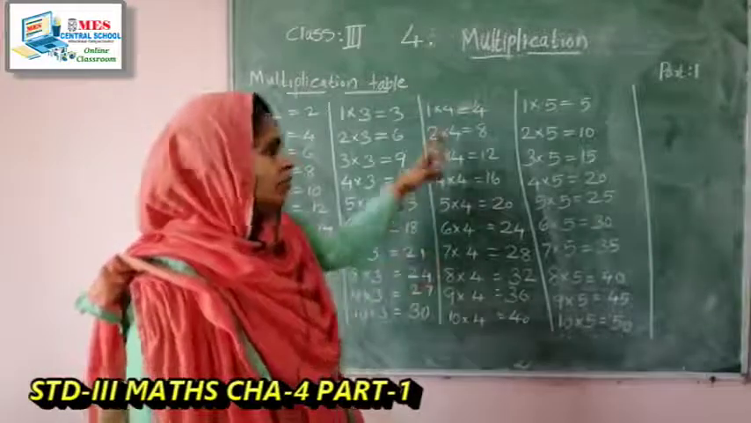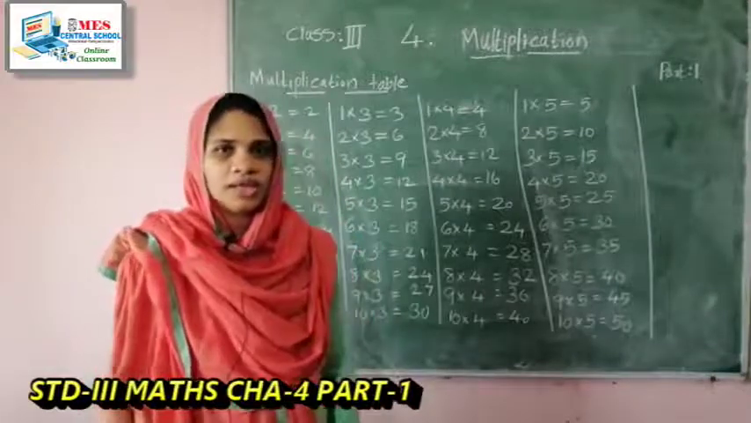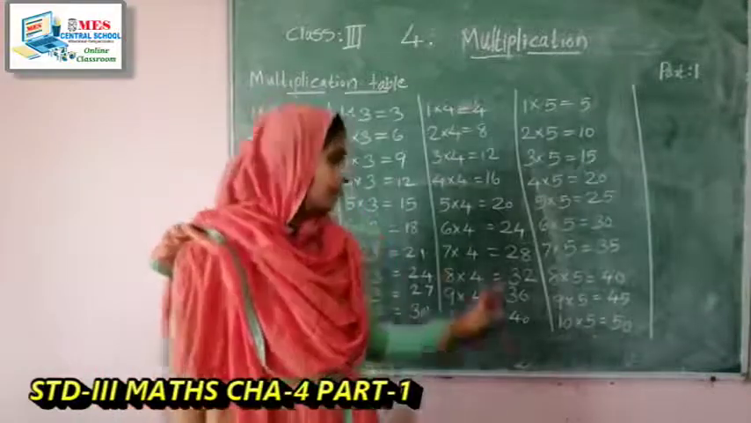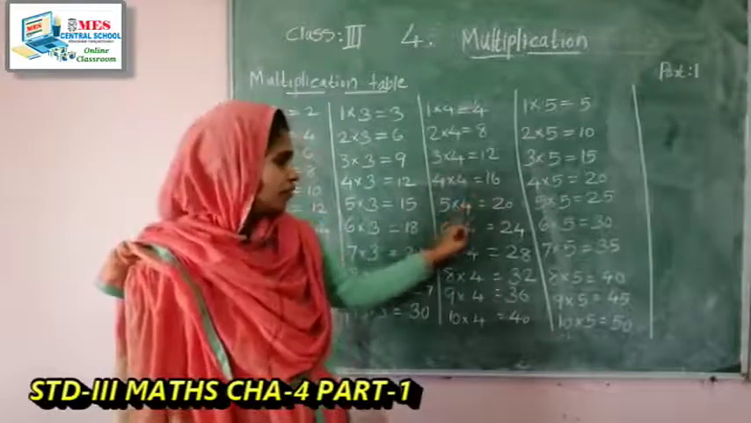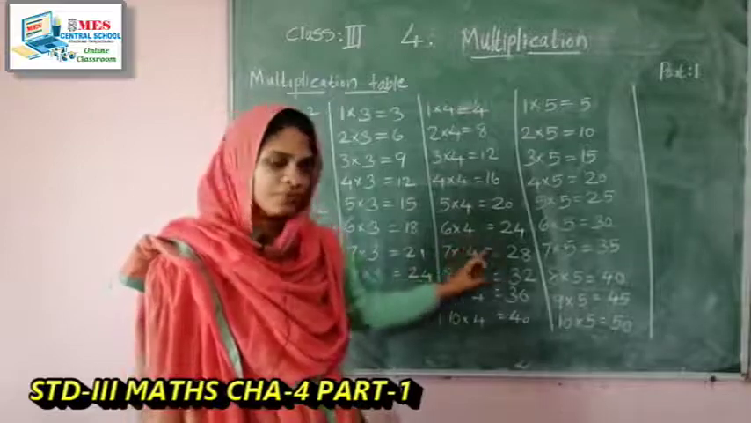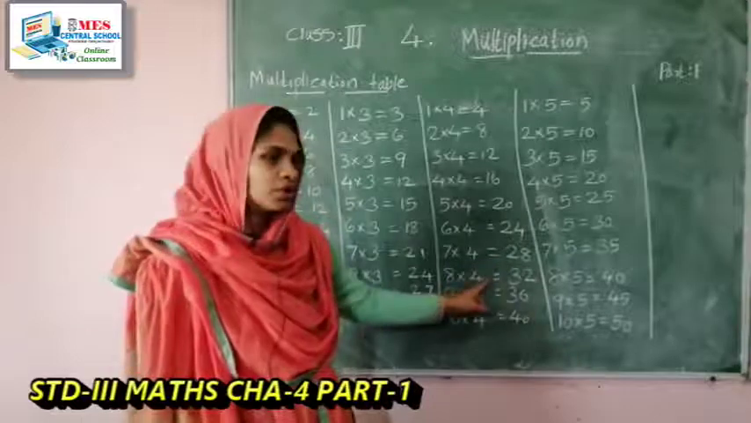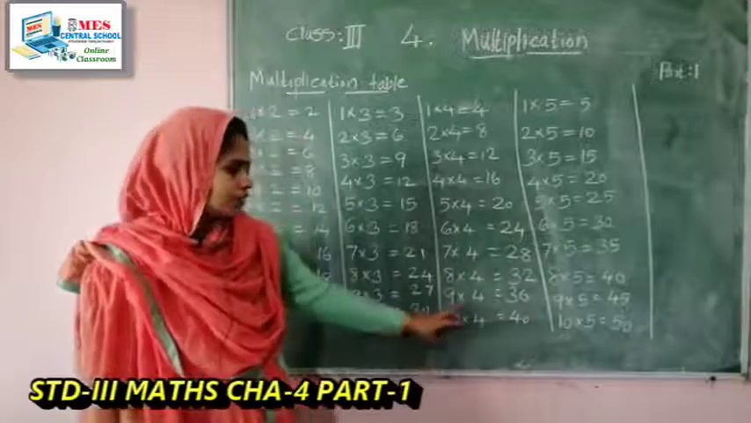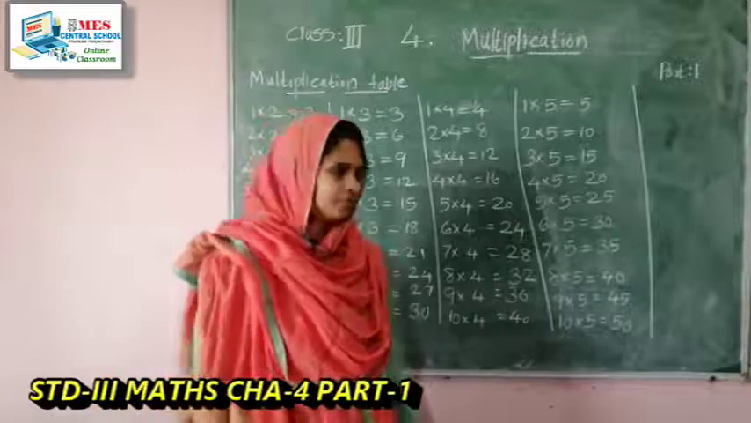Next, table 4. 4 ones are 4, 4 twos are 8, 4 threes are 12, 4 fours are 16, 4 fives are 20, 4 sixes are 24, 4 sevens are 28, 4 eights are 32, 4 nines are 36, 4 tens are 40.